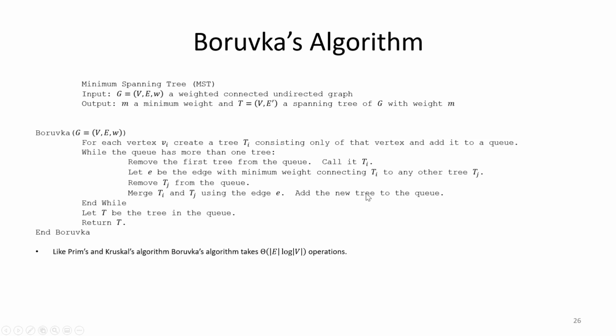And the way Boruvka's algorithm worked, he just stuck it on the end of the queue here, and then pull out the next one. So repeat until we only have one tree left. So in the last step, we have two trees left in the queue. We merge them together, we add one back into the queue, and then we end, because the while loop ends, and then we just return that last tree that's in the queue.